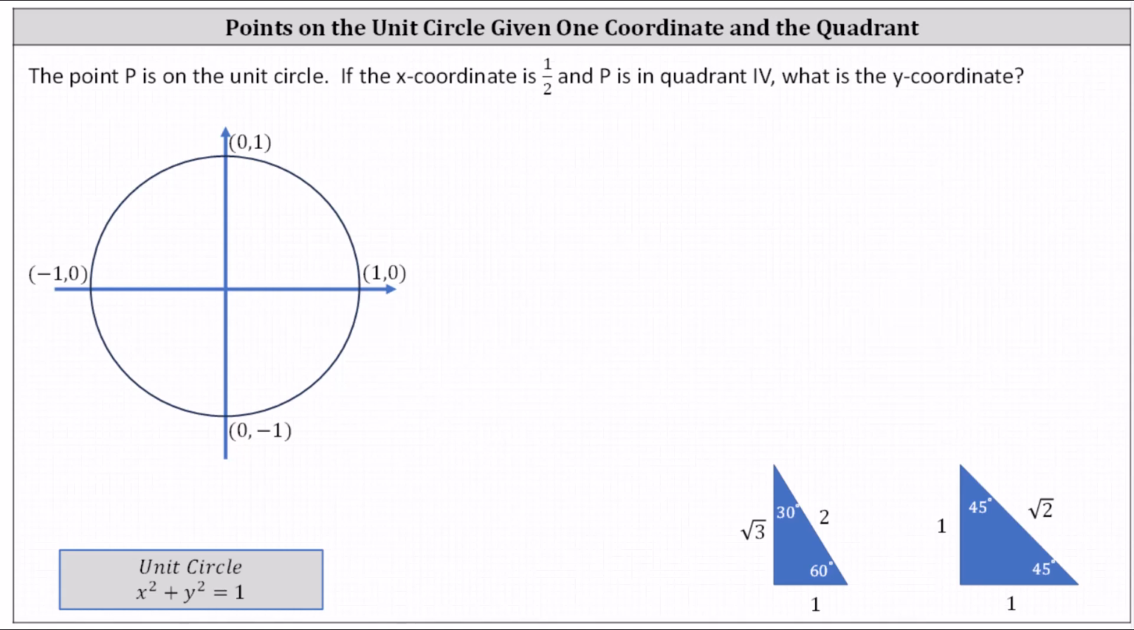The point P is on the unit circle. If the x-coordinate is 1/2 and P is in the fourth quadrant, what is the y-coordinate? Let's plot the point on the unit circle.